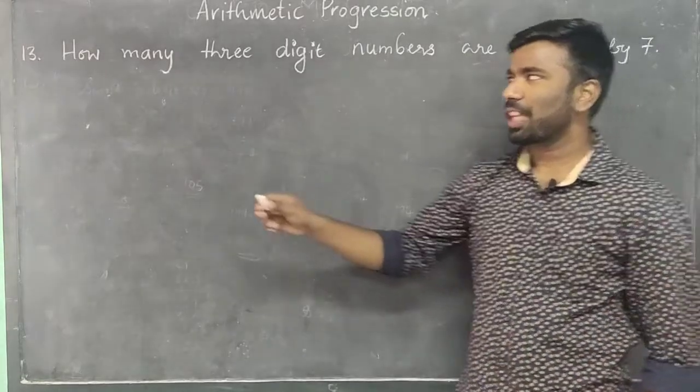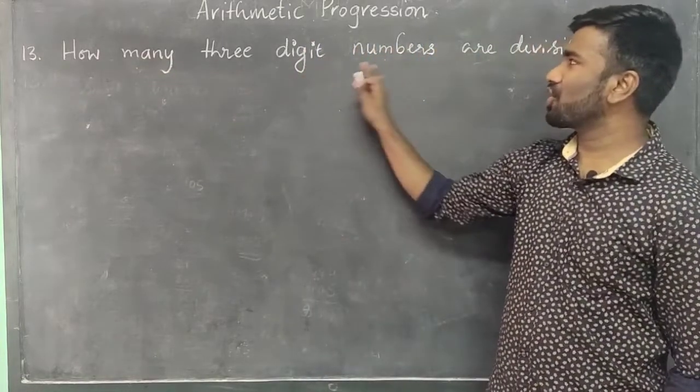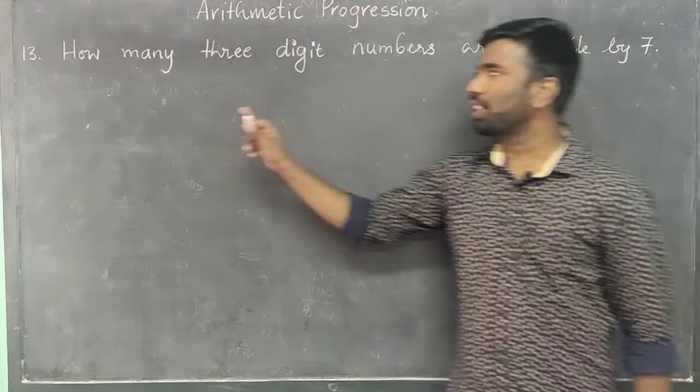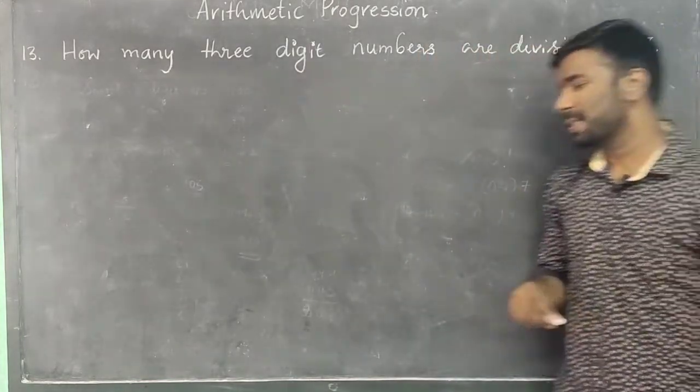Students, moving to the exercise question number 13. How many 3-digit numbers are divisible by 7? We should find out the number of 3-digit numbers which are divisible by 7.